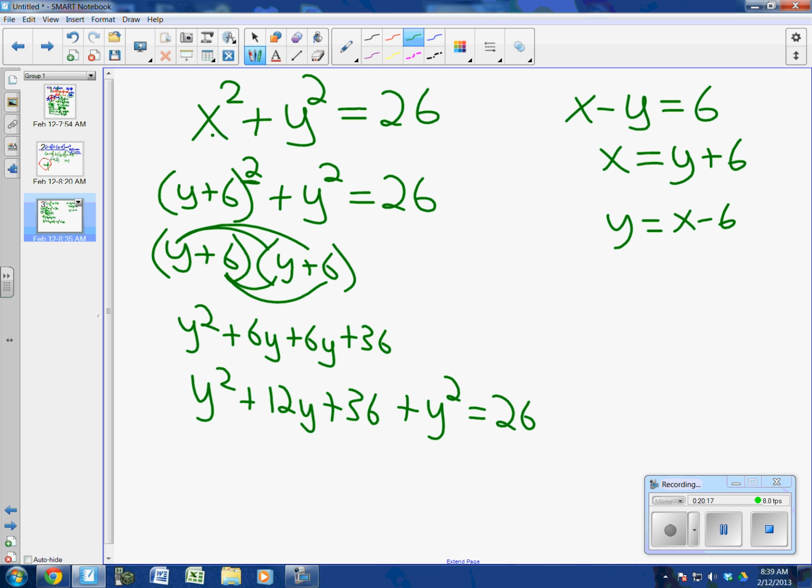Okay? Now, notice everything is in terms of y. And what's the highest degree term? Y squared. So this is what kind of an equation? Quadratic.